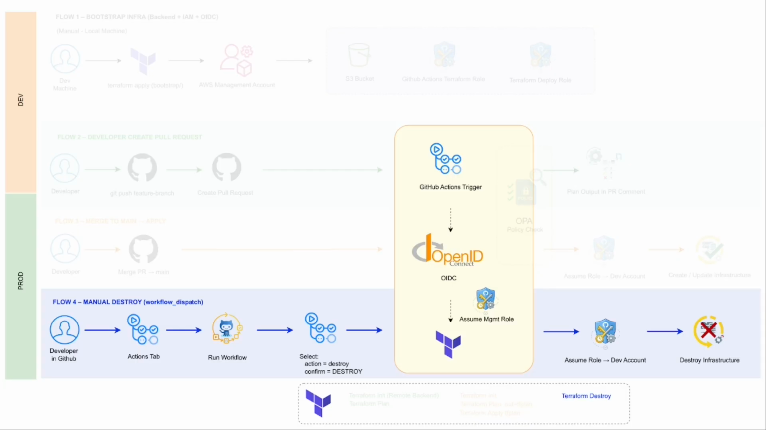Together, these four flows create a complete infrastructure lifecycle: bootstrap the foundation, validate changes safely, apply approved updates, destroy infrastructure in a controlled way. This approach transforms Terraform from a local tool into a secure, enterprise-grade automation platform.